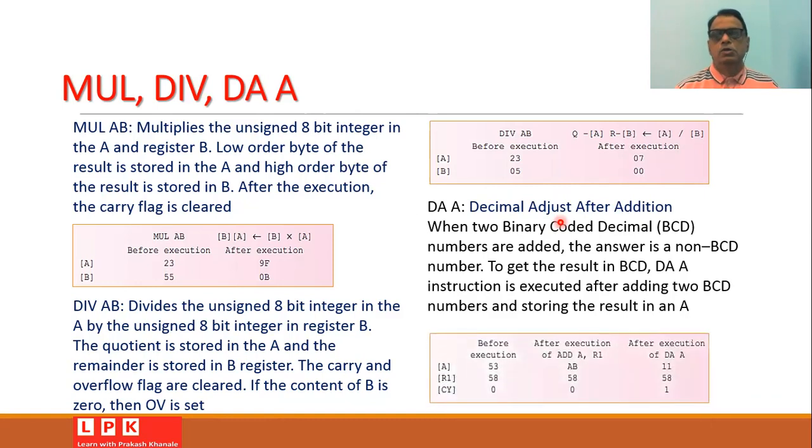So for example, if A contains 53, R1 contains 58 and the carry flag is 0, and if we write the instruction ADD A, R1, then after the execution of this instruction, we will get the result AB in the accumulator, 58 will remain in R1 and the carry flag will remain 0. But if we execute this instruction DAA, then after its execution you will find that the result is converted into BCD, and therefore this number now will become 11 and the carry flag will be set to 1.